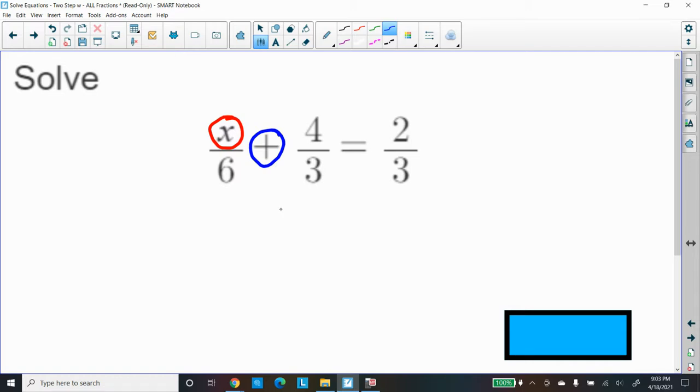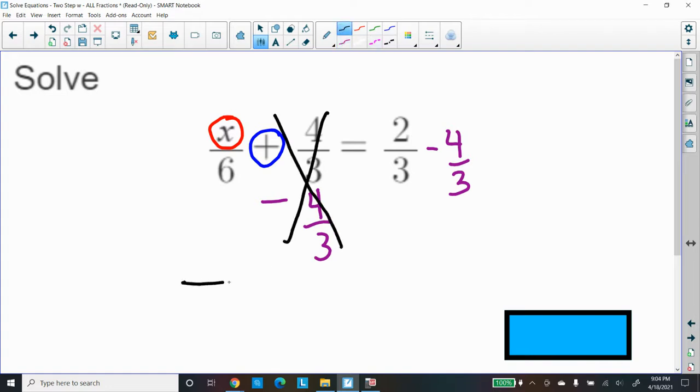If you remember my other video about solving one-step equations, we use the inverse, which means the opposite of add, which is subtract. So I'm going to subtract. What am I subtracting? 4/3. I'm going to do that from both sides. So minus 4/3 from both sides. If you remember what that does, it cancels out or adds up to equal 0. Then I'm left with just x over 6 plus the 0, which canceled out.